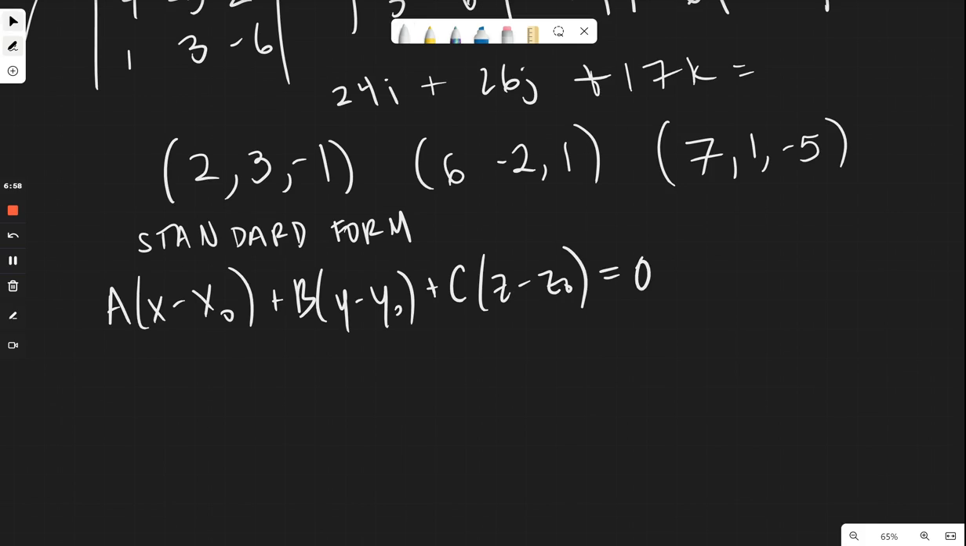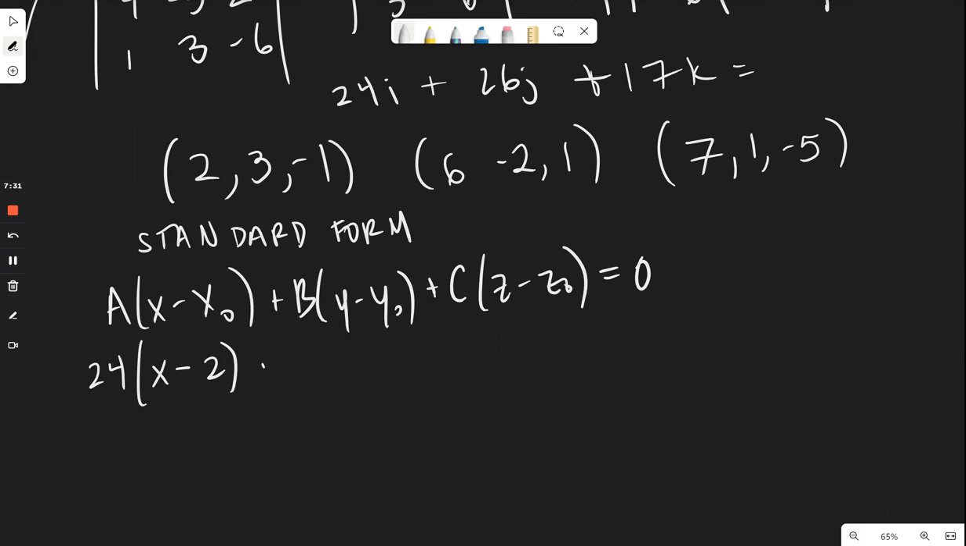So the way we'd put stuff into the standard form is this. These are our coefficients, right? This is the normal vector to the plane, and therefore these components are going to be the coefficients to the equation for this plane. So we'd write this as 24 times x minus, an x coordinate on this plane, which we'll say 2, okay? 2, 3, negative 1 is a coordinate on this plane.